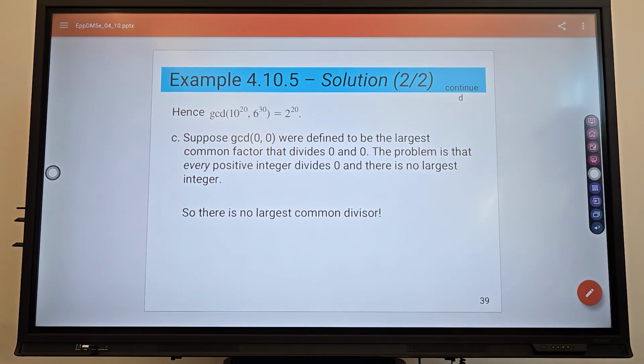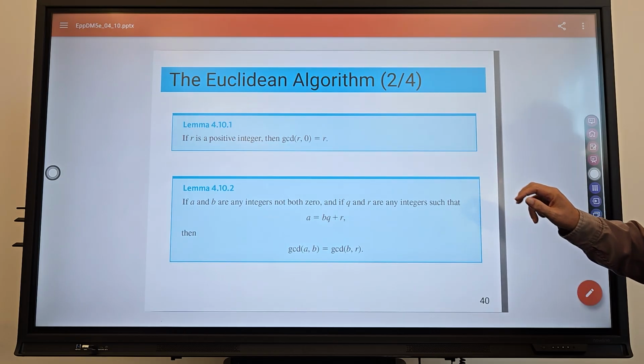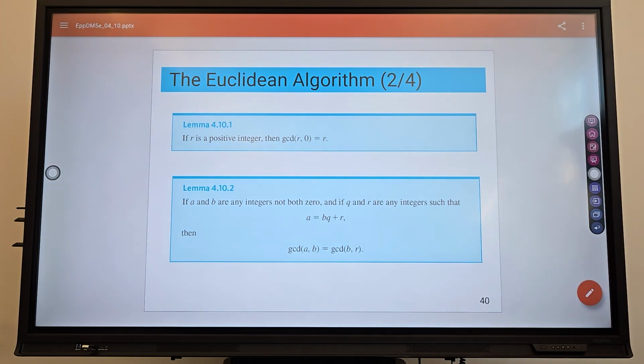All right, let's see here. Suppose GCD(0, 0) were defined to be the largest common factor that divides 0 and 0. The problem is that every positive integer divides 0, and there is no largest integer. So there is no largest common divisor. So there you go. If r is a positive integer, then GCD(r, 0) equals r.